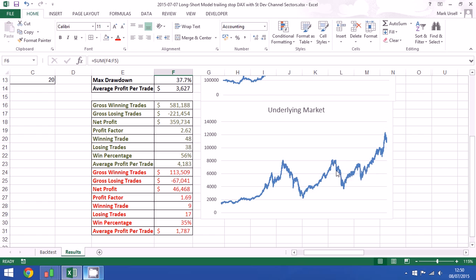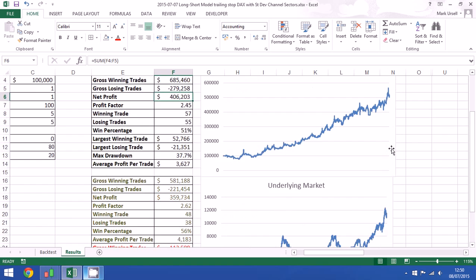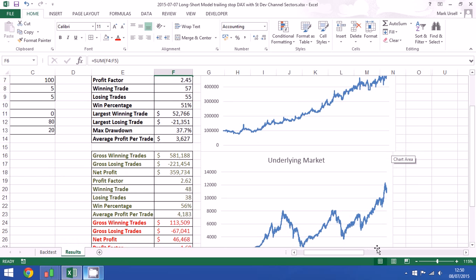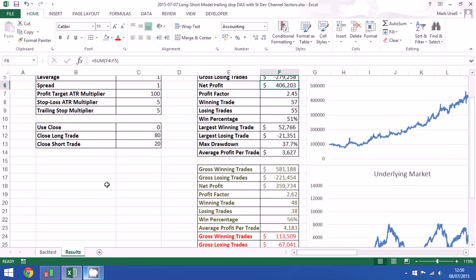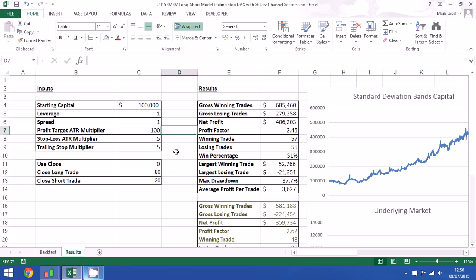Again, we have another crash from 8,000 down to about 4,000. This was the Great Recession, financial crisis crash. This was the dot-com bust here. And we have the extremely strong recovery since 2009 shown here. I've used, as I said, profit target and stop loss and trailing stop both set at 5 times the average true range.